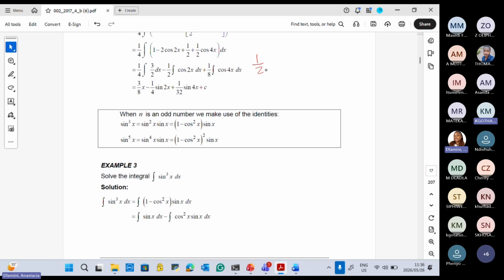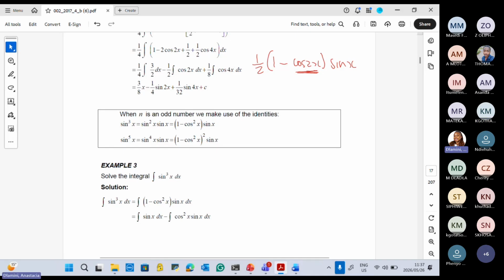So we have 1 over 2, 1 minus cos of 2x, sine of x, right? Now, it means that we need to look for an identity for this one over here. So what can that identity be?